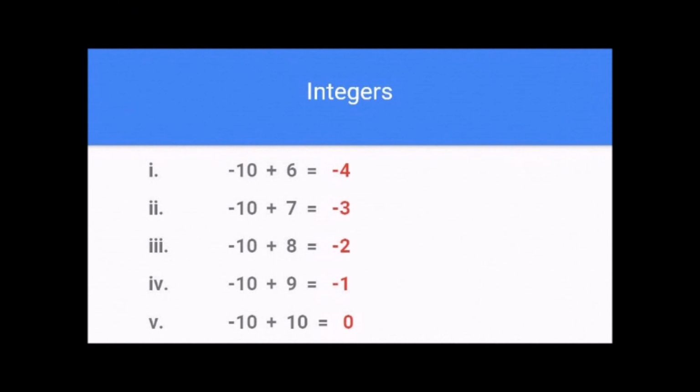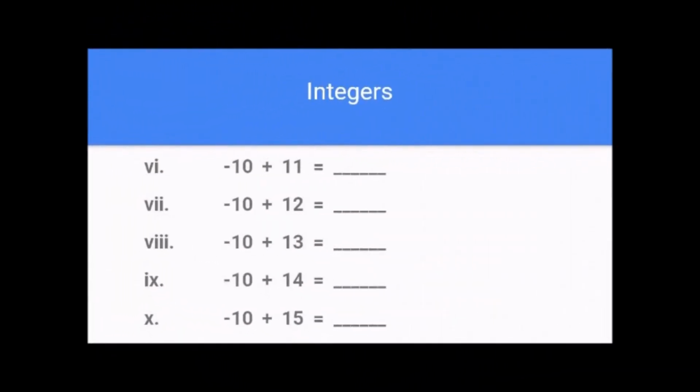And here we go. Negative 10 plus 4 plus 6 is negative 4. Negative 10 plus 7, negative 3. Negative 10 plus 8 is negative 2. Negative 10 plus 9 is negative 1. And negative 10 plus 10 is 0. So if you have more negative than positive, the answer, of course, would be negative. Negative 10 plus 6. You have more 10, so you get a negative.